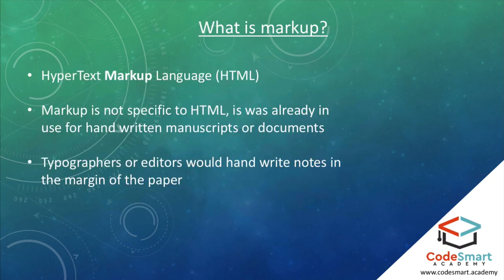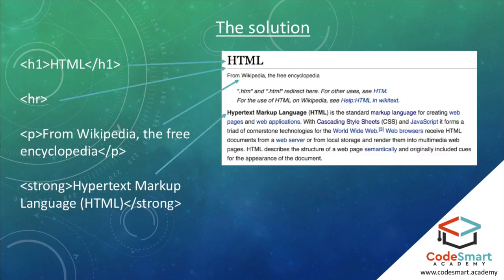To begin to solve this problem, one of the first steps is the idea of marking up the text. When working with handwritten manuscripts or documents, typographers or editors would often write or mark up the text in the margins of the paper. This would include information such as the style and size of the text for each section, before being passed on for typesetting. The idea of this markup has clearly influenced the way HTML is designed.